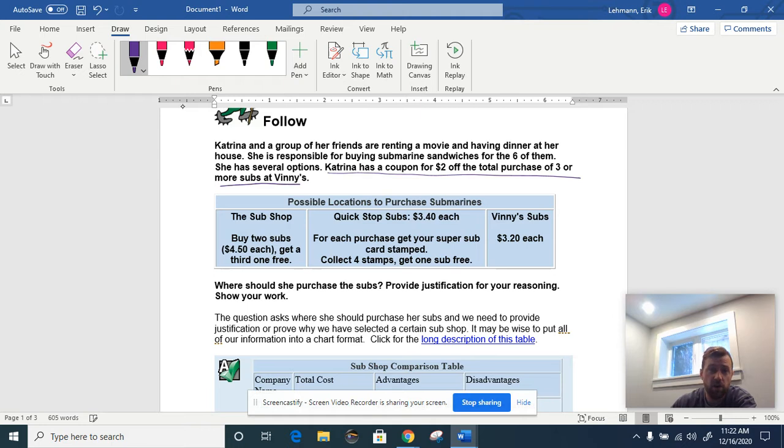Now, here are our options. We've got the sub shop. You buy 2 subs at $4.50 each and get the third one free, which is not too bad. And immediately I'm looking at this and I'm going, 2 subs, $4.50 each. That's actually 3 subs for $4.50. So it'd be figuring out a unit price of 450 divided by 3. That's going to be $1.50 per sub.